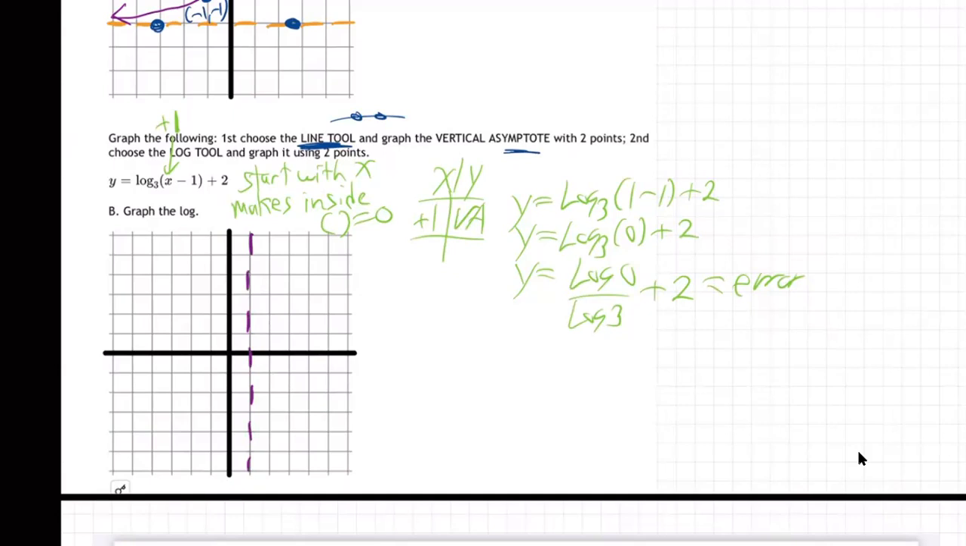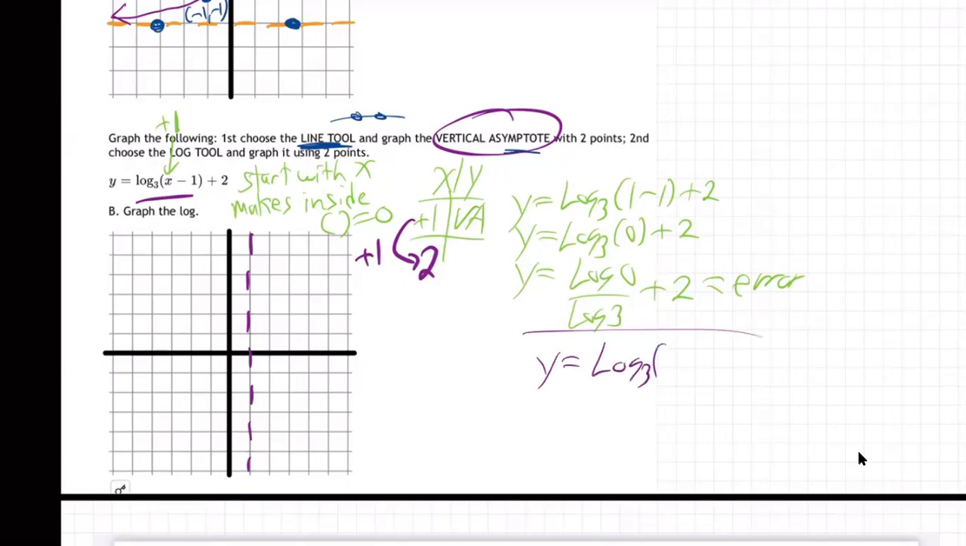At x equals 1, there's the vertical asymptote. Log graphs always have a vertical asymptote. And what do you do from there? You add 1. So now that'll be 2. So let's plug in 2. So what do we get?